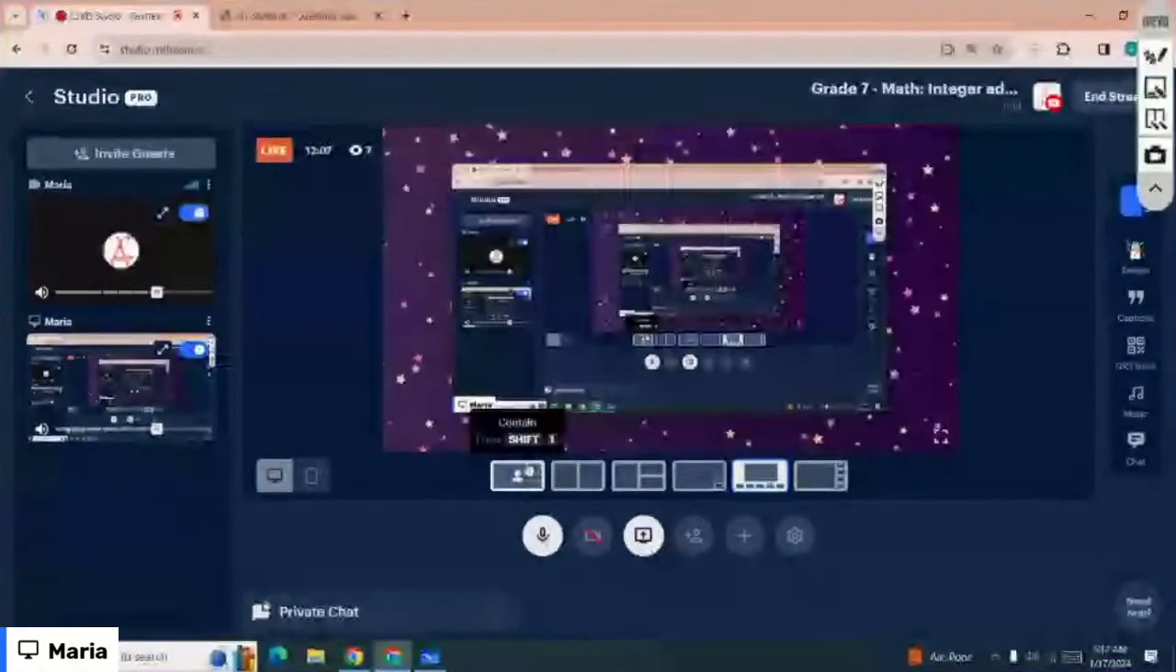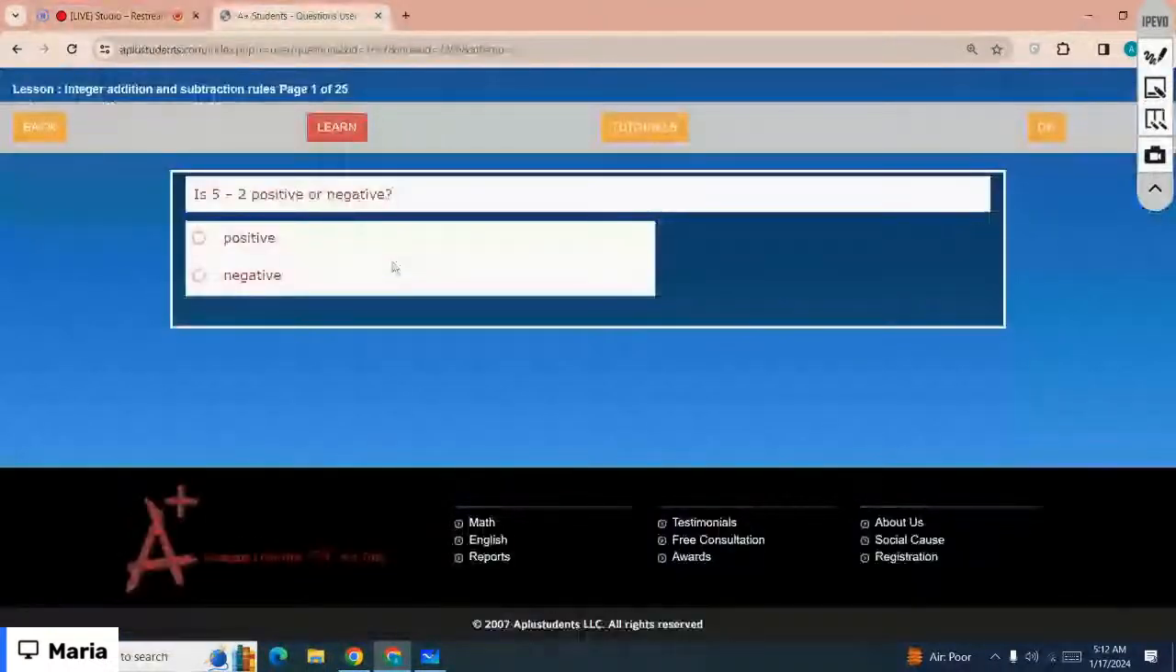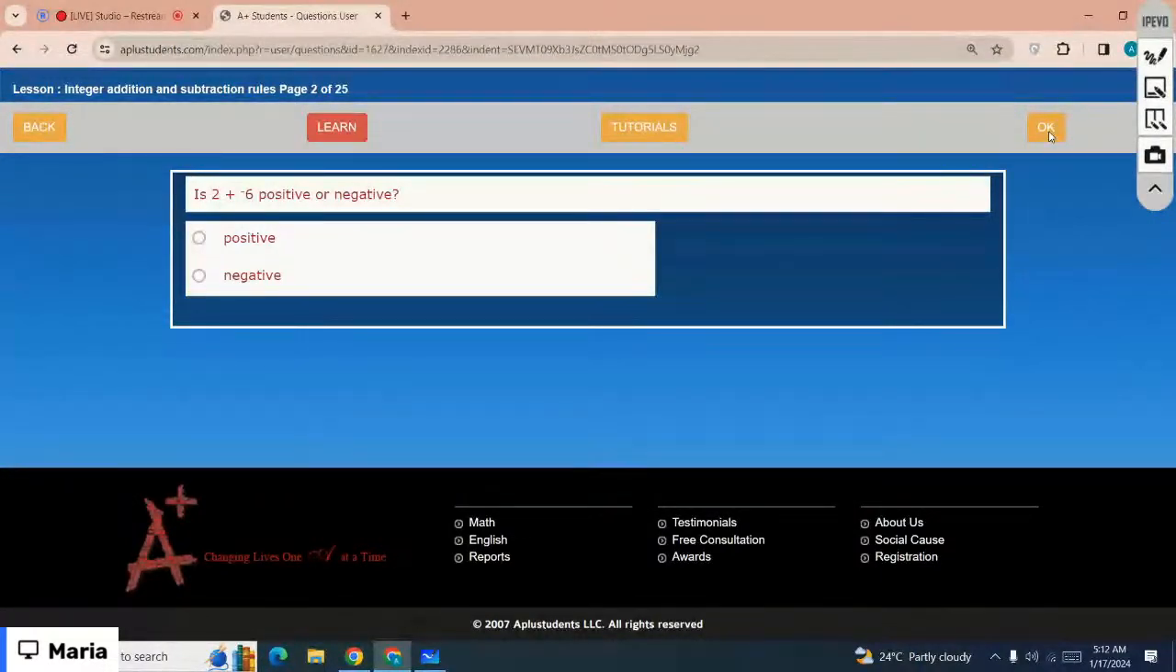So the first example is 5 minus, right? The answer is positive. Got it? Okay, the next one is 2 plus negative 6, positive or negative? You can see 6 is a bigger number with a negative sign, right? So the answer must be negative, right? The answer must have a negative sign.